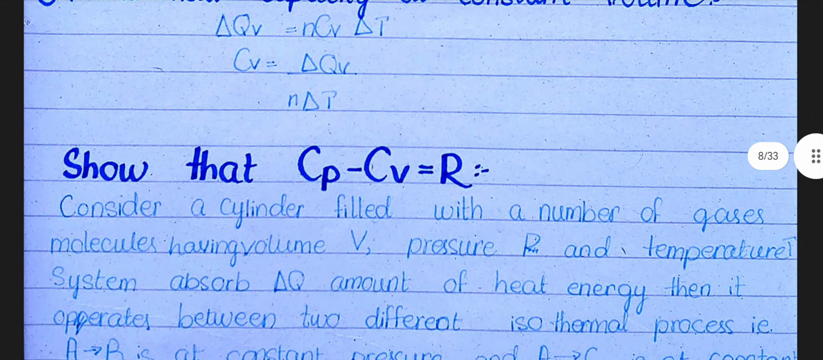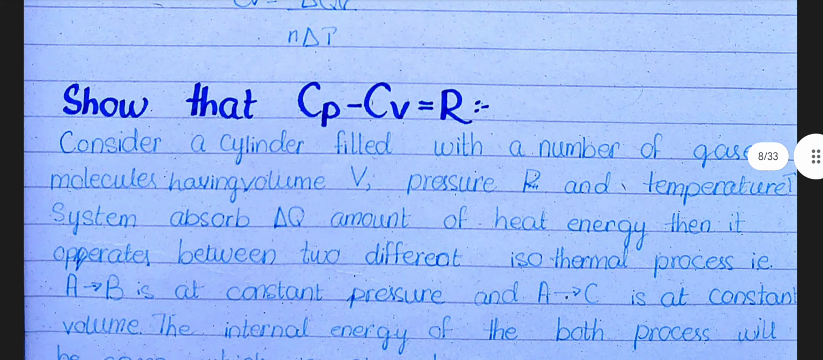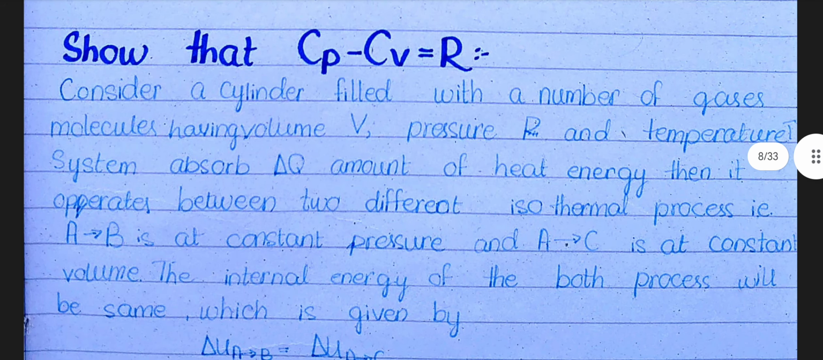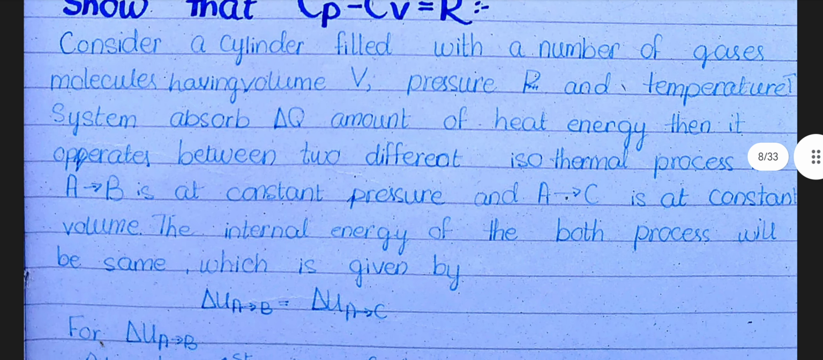Show that Cp minus Cv is equal to R. Consider a cylinder filled with a number of gaseous molecules having volume V, pressure P, and temperature T. The system absorbs delta Q amount of heat energy, then it operates between two different processes, that is A to B is at constant pressure and A to C is at constant volume.